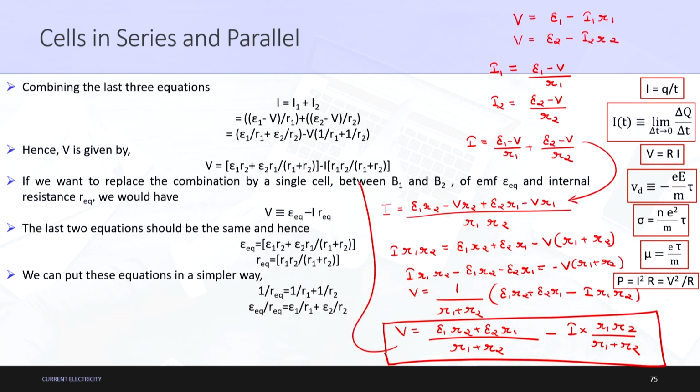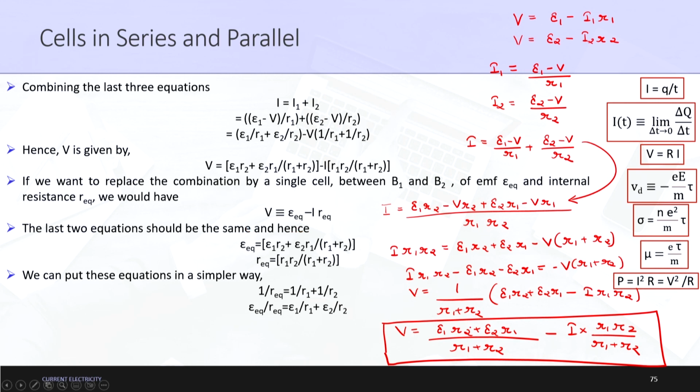It is nothing but the same as this portion which is written here. As you can see again, it is nothing but epsilon 1 R2 plus epsilon 2 R1 upon R1 plus R2 minus I into R1 R2 upon R1 plus R2. Now, for the equivalent case, if you want to replace the combination by a single cell between B1 and B2 of EMF epsilon EQ and internal resistance REQ, we would have V is equal to epsilon EQ minus I REQ.